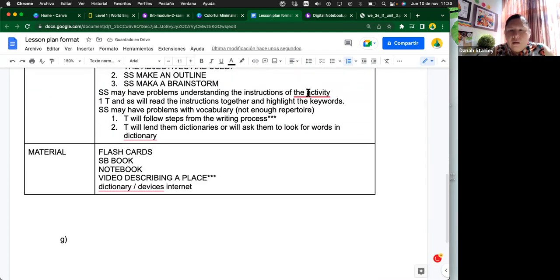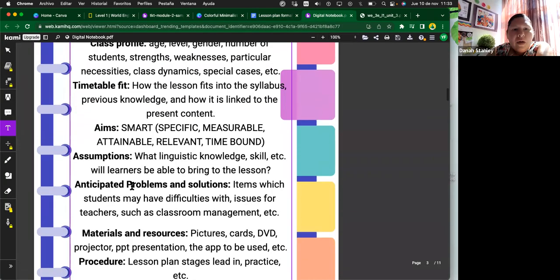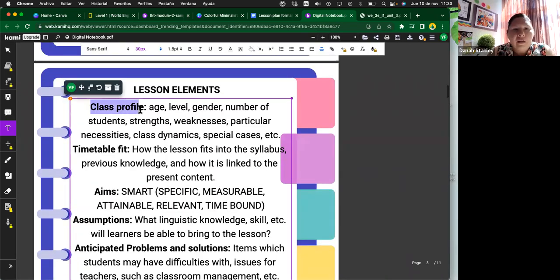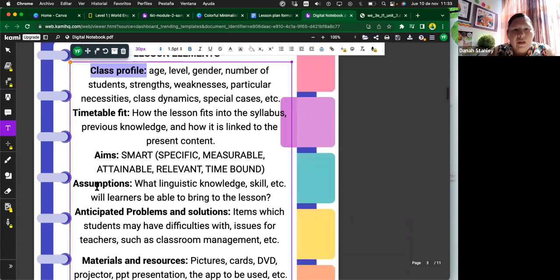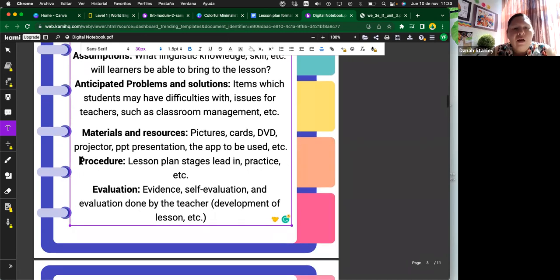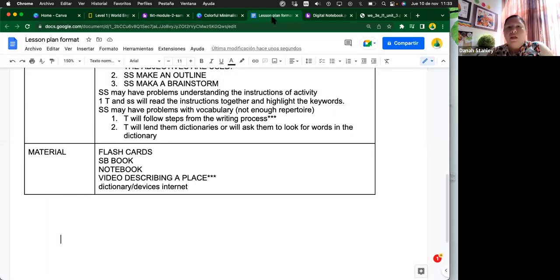here, okay? Okay, dictionary, the dictionary devices. Okay, ahora, I already have this. Now I need to have the procedure. Ya tengo esta ya. Timetable fit, I have my aim, the assumption, the anticipated problems, the materials. I'm only missing the procedure and the evaluation. Okay? Entonces, do you remember the writing process?